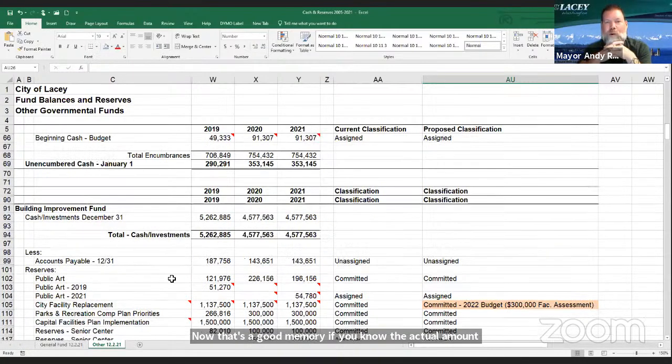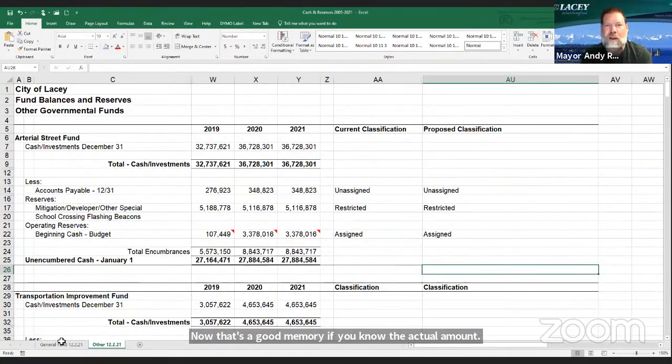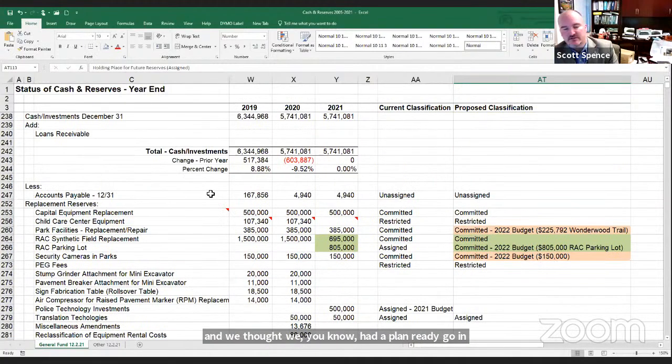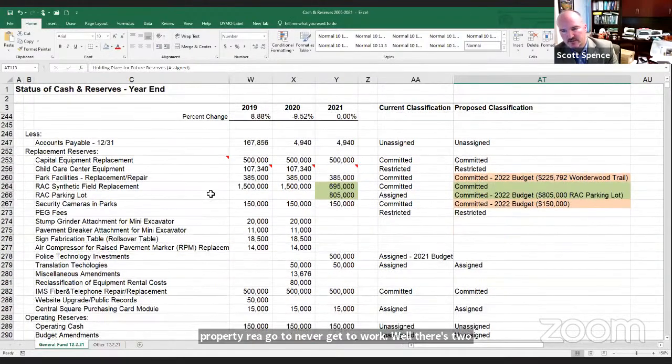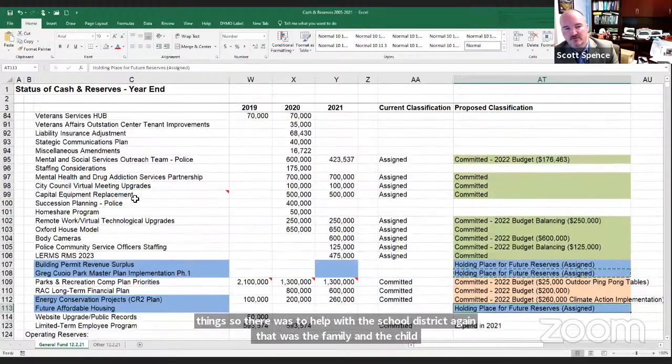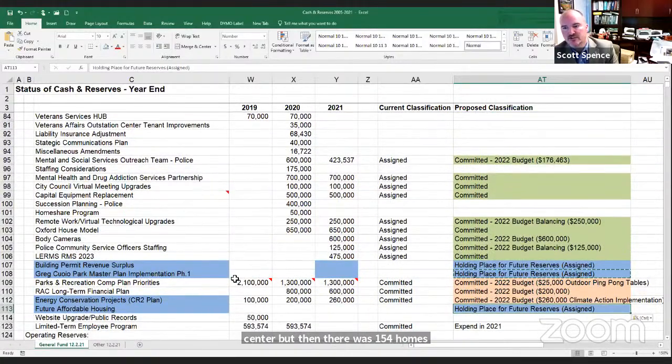We were working on it, and we thought we had a plan ready to go and property ready to go, and we could never get it to work. Well, there's two things. There was the help with the school district, again, the family and children's support center. But then it was 150 for Homes First, and that was a partnership to do housing for 4 adult teens.